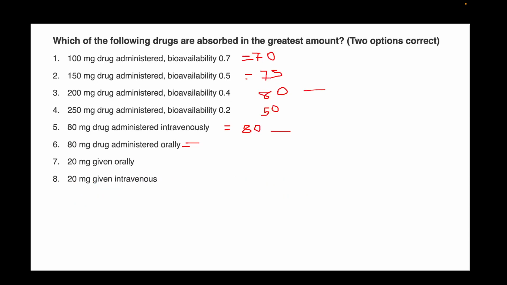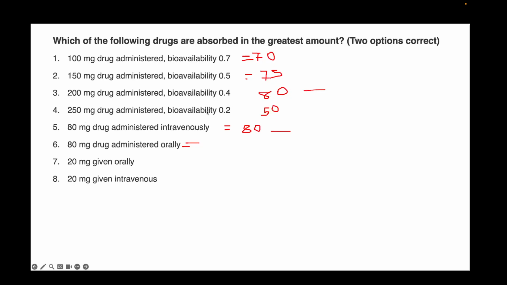Moving on to the next question, which of the following drugs are absorbed in the greatest amount? So here these were the different options. 100 mg of the drug administered with bioavailability of 0.7. This will amount to a total drug absorbed of 70 mg, that is basically 100 into 0.7. For 150 mg of drug administered, bioavailability 0.5 will give you 75. 200 mg of drug, bioavailability 0.4 will give you 80 mg.